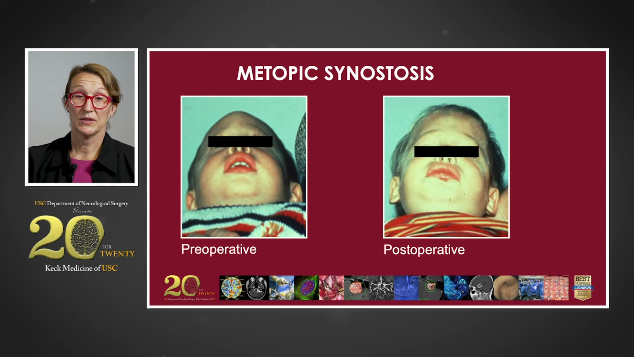Here is a pre- and post-operative picture of a child with metopic synostosis. In the preoperative picture, you can really appreciate the triangular shape to the forehead, and the post-operative picture shows nice bitemporal widening and a more normal-shaped head.